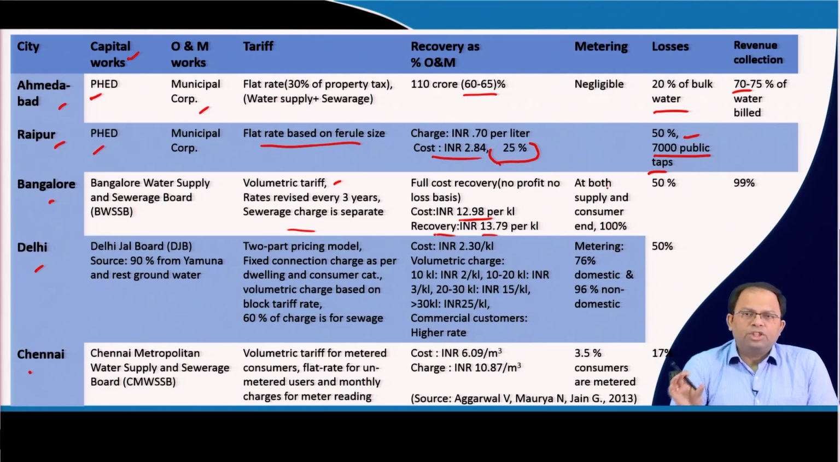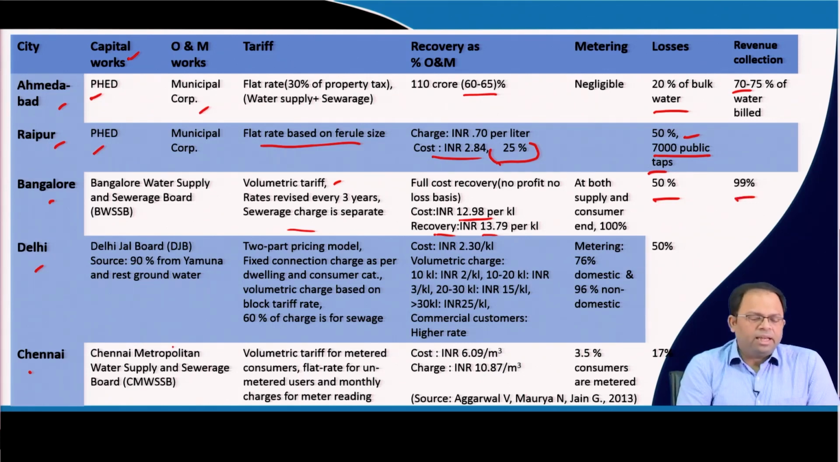That means the consumer has got a meter, whereas at the supply end, wherever you are supplying water from the treatment plants and all, we also have meters to determine how much water is being supplied. So losses, still around 50% is lost, and around 90% is the revenue collection.